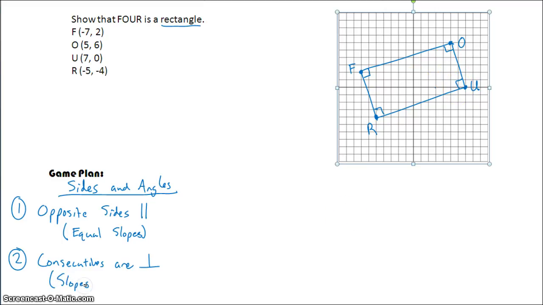So I need to prove that my slopes are opposite reciprocals. So step 1 proves that I have a parallelogram. Step 2 proves that I have 4 right angles.